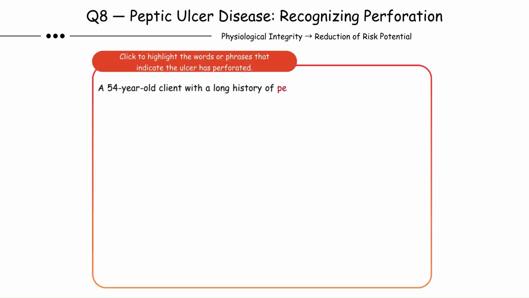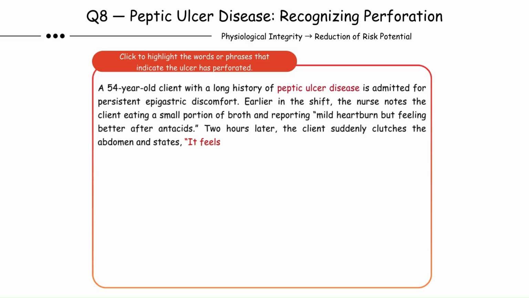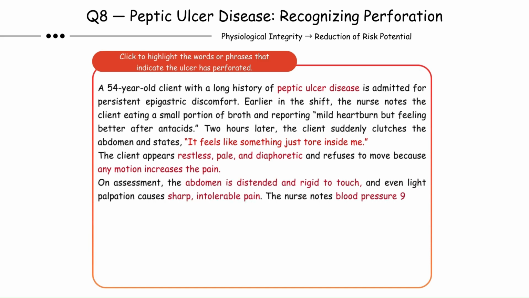Question 8. Peptic ulcer disease. Recognizing perforation. A 54-year-old client with a long history of peptic ulcer disease is admitted with persistent epigastric discomfort. Earlier in the shift, the client was still eating small amounts of broth and reported only mild heartburn relieved by antacids. But 2 hours later, everything changes.